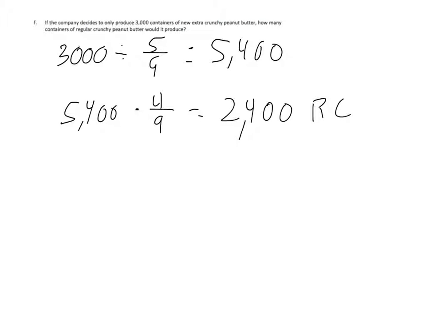Okay, for our last problem, they had 3,000 containers of new extra crunchy. So we're going to take our 3,000 and divide it by our extra crunchy fraction of 5/9 to get 5,400. And then we'll take our 5,400, which is our total number of peanut butter they make, and multiply it by the 4/9 to get our 2,400 regular crunchy.